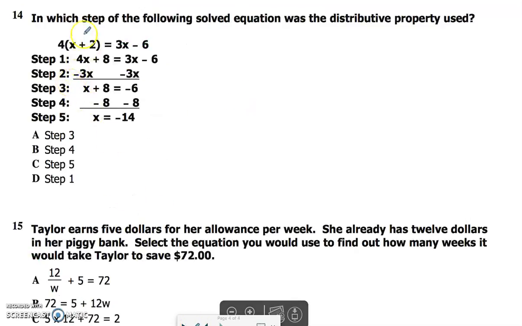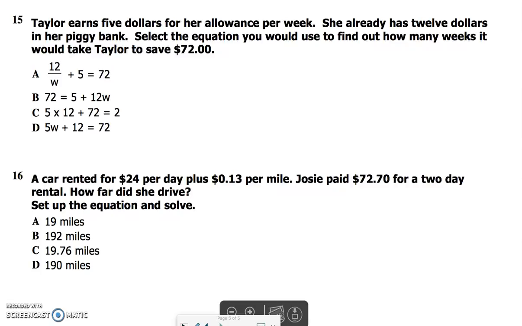Number 14 should be very easy. In which step of the following equation was the distributive property used? I'm simply looking for those parentheses here, and I use the distributive property to go from given to step 1. One and done. Number 15. Let's take a pause and come back in just a moment with the last portion.